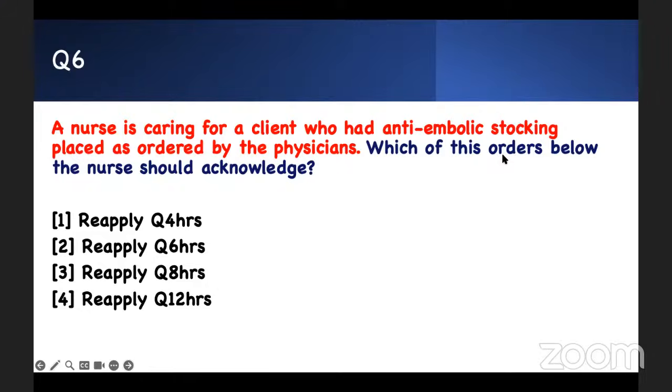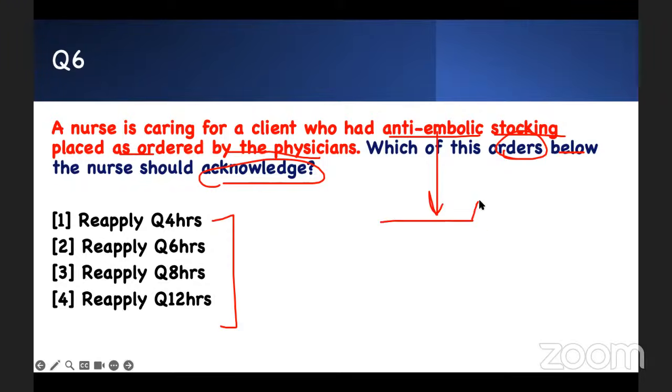Which of these orders below the nurse should acknowledge? That means take it. A nurse is caring for a client who had anti-embolic stocking placed as ordered by the physician. Which of these orders below the nurse should acknowledge? All I'm saying is, if you have anti-embolic stocking, you don't leave the patient alone and keep the stocking on 24/7. There's a principle. Do you do assessment every 4 hours, every 6 hours, 8 hours, 12 hours?